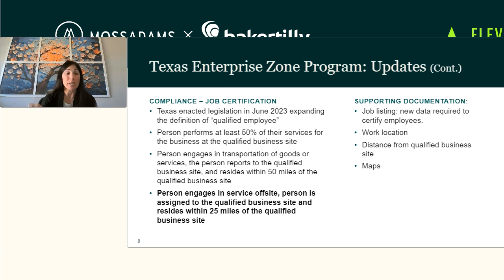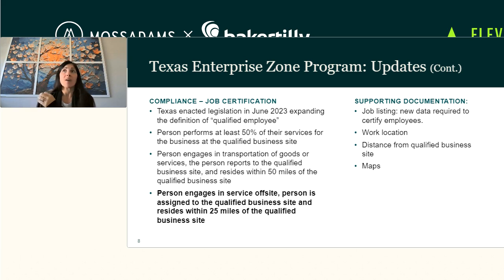Part of the changes in the program in recent years have been to the compliance portion of the program. Once a company is approved for a designation, they are required to complete a job certification and a refund claim for 5 years. And in 2020, during COVID, many companies were forced to move their workers remotely.